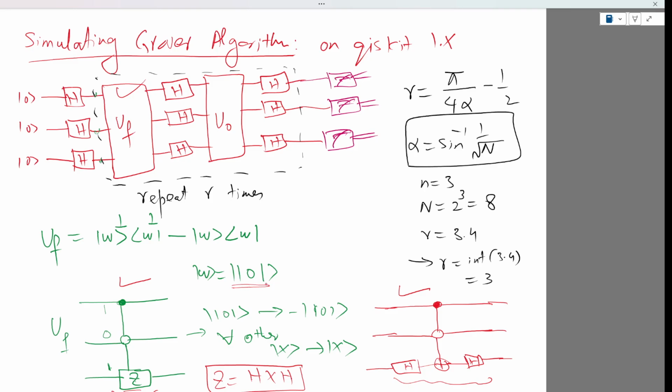If we have some other state, then these control gates would change. Now we also need to see how to implement U naught.